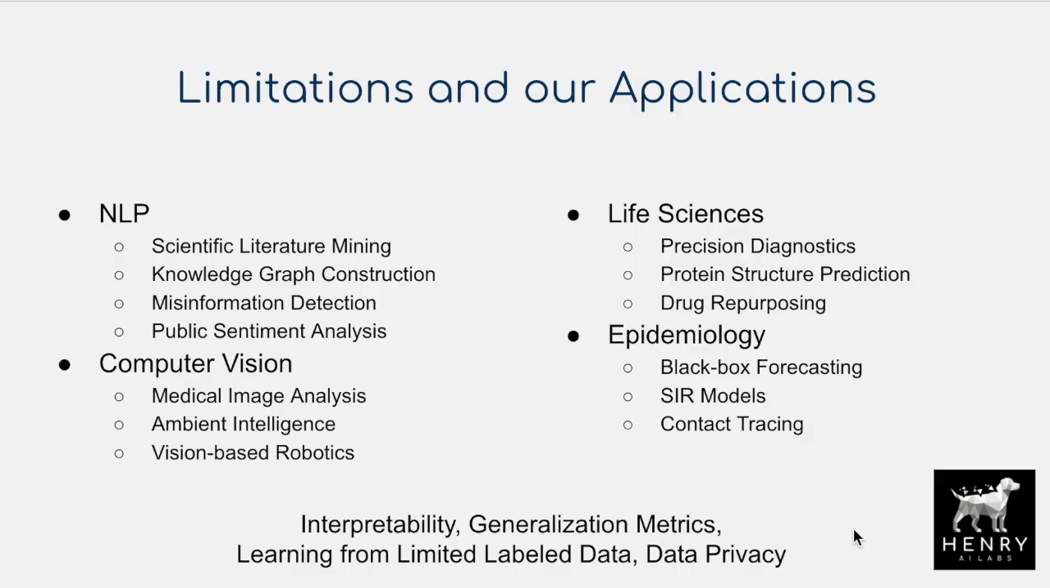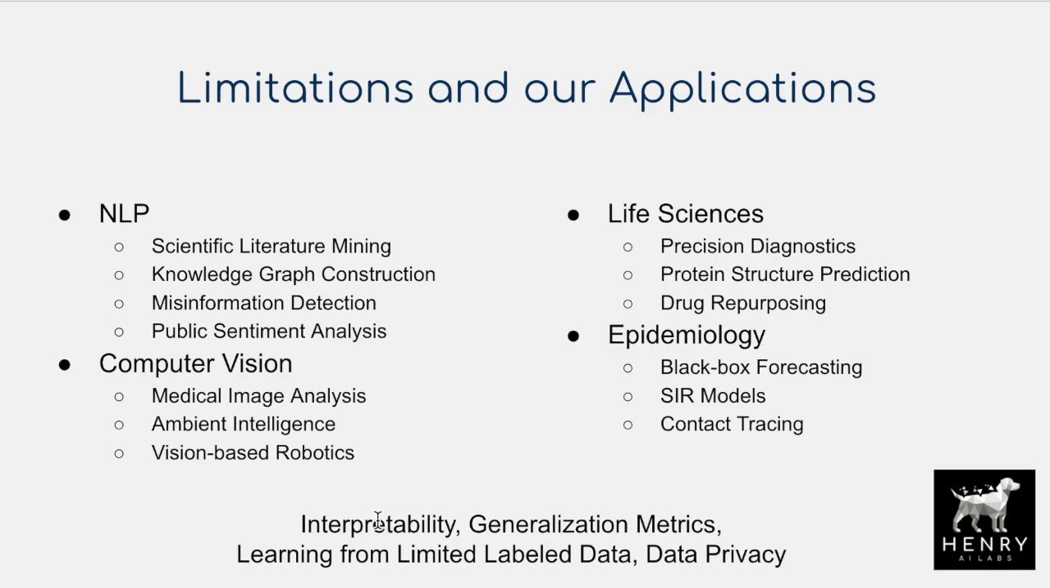So when considering each of these applications of deep learning for COVID-19, like scientific literature mining, medical image analysis, or SIR spread modeling, it's important to think of these limitations of interpretability, generalization metrics, learning from limited label data, and data privacy. When we have applications like scientific literature mining for doing things like question answering, how can we be sure that it's going to generalize to new questions? When we're doing precision diagnostics, how do we know it's going to generalize to new patients? Maybe they have patient description variables that are out of distribution of our training set.